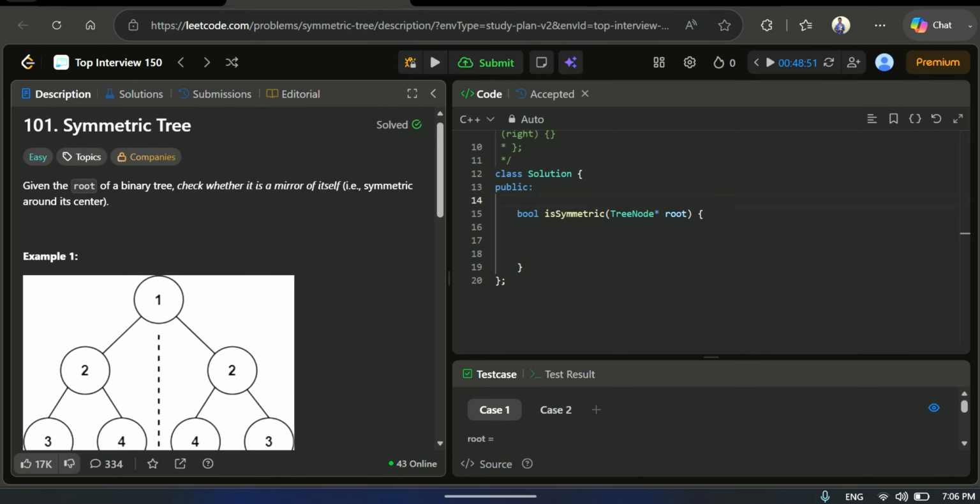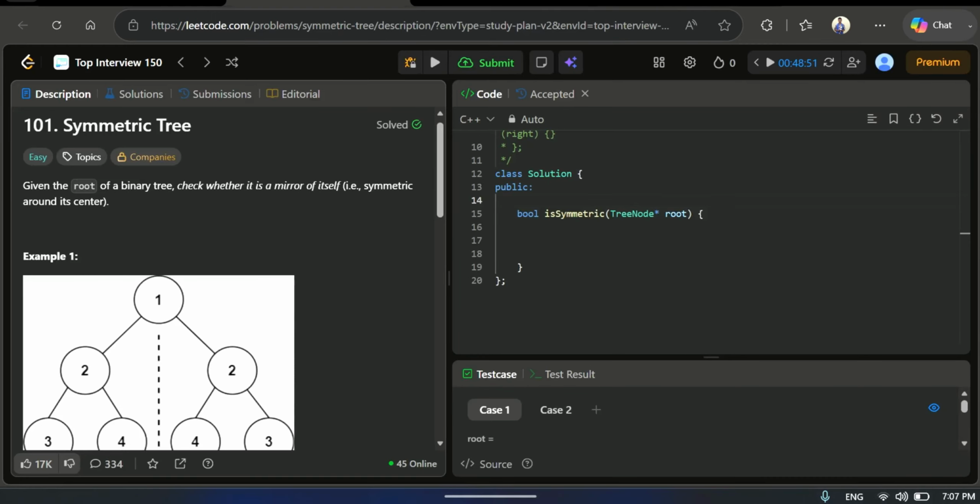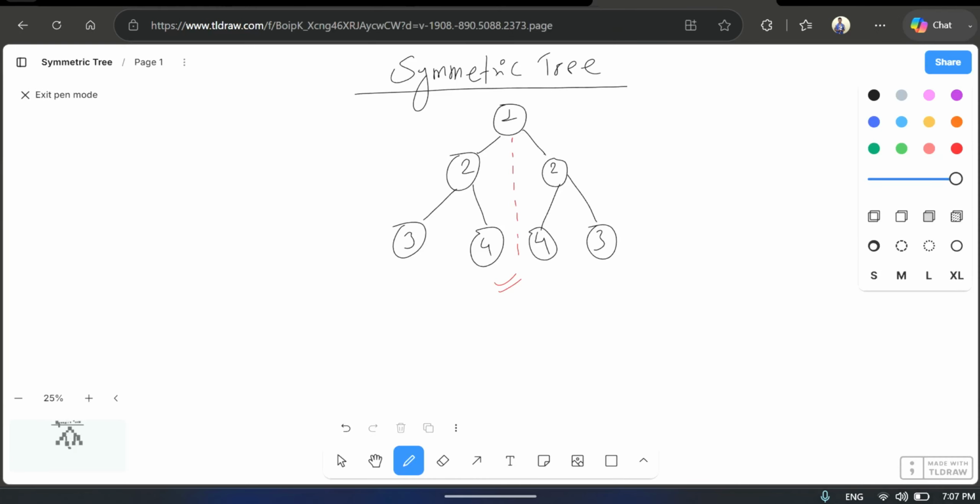So let's understand what is meant by symmetric tree. I have sketched the same problem description or the same example from the LeetCode in here. So I'm going to be showing here so that it is easier for you all to understand. So we basically have to check if this tree is symmetric or not. So what does it mean by symmetric tree? Well, in the question it says that it has to be a mirror of itself, right? So when you look at your face in the mirror, you can see your face over there, right? So it is called a mirror.